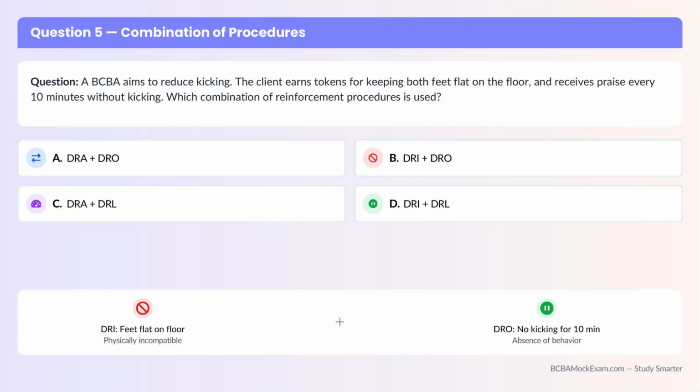The BCBA wants to reduce kicking. There are two different things being reinforced. First, the client earns tokens for keeping both feet flat on the floor. Second, they receive praise every 10 minutes in which there has been no kicking. So we need to label each piece. Feet flat on the floor is a behavior that physically cannot co-occur with kicking. It's the opposite posture. No kicking for 10 minutes is an absence of behavior requirement tied to a time interval. Once you see those two ideas, opposite behavior and zero occurrences in a time window, you should be thinking DRI plus DRO.